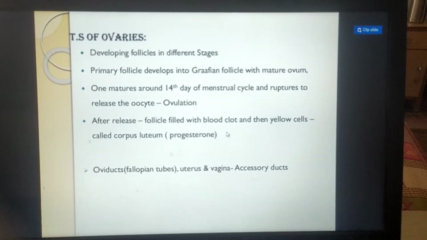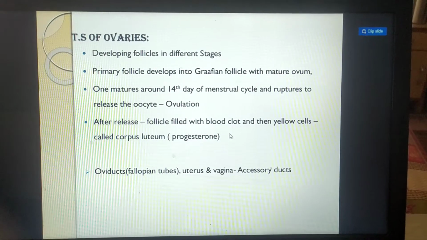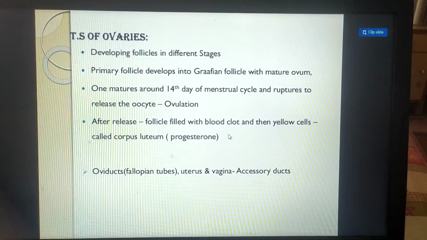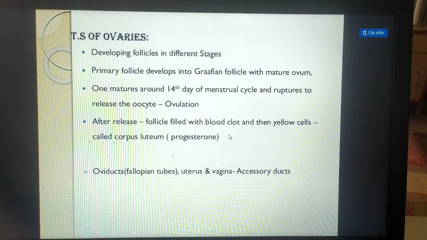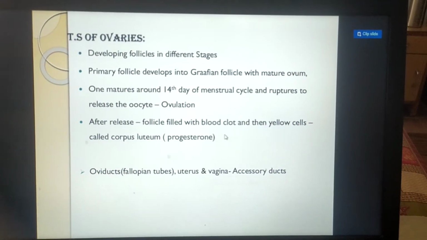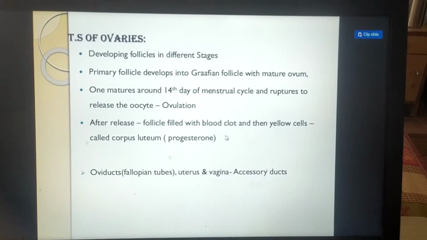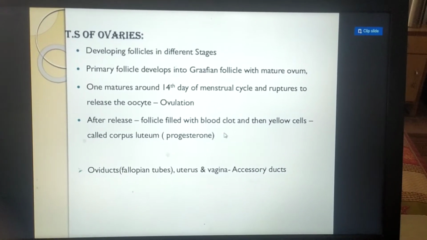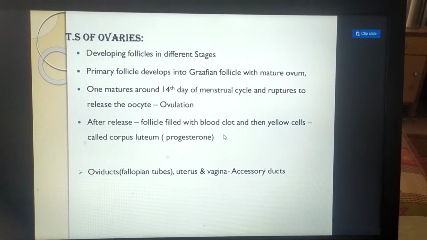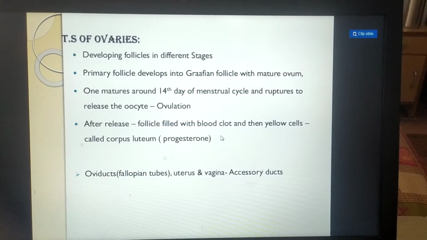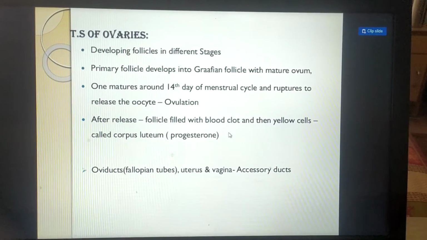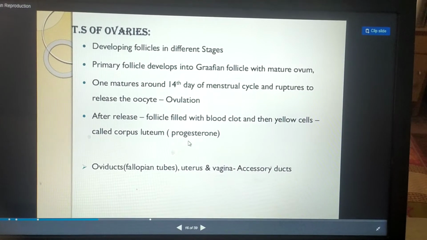Now if you observe the TS of the ovary, there are developing follicles in different stages. Here the primary follicle develops into the Graafian follicle which forms the mature ovum. On maturation, around the 14th day of the menstrual cycle, it ruptures and releases the oocyte, and this process of release of ovum is known as ovulation. After release, the follicle fills with blood clot and then yellow cells called the corpus luteum form, which is meant for the secretion of progesterone.